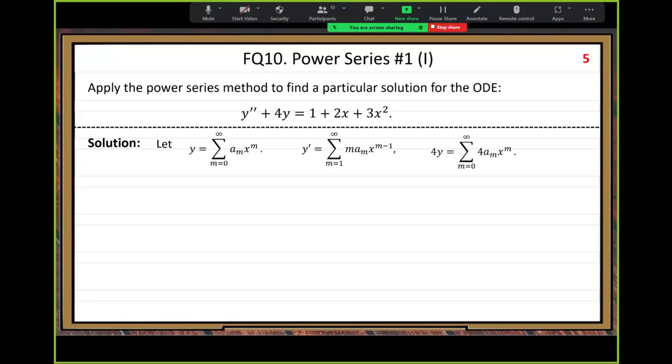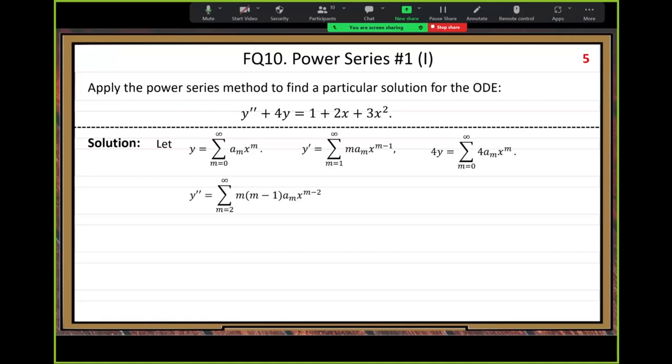Because of the 4y, we just prepare the constant 4 times y here for our next round of computation. Then the double prime. On the derivative, we take the derivative another time, the power rule. This time m starts from 2, so the terms for 0 and 1 are all gone. So m starting from 2.